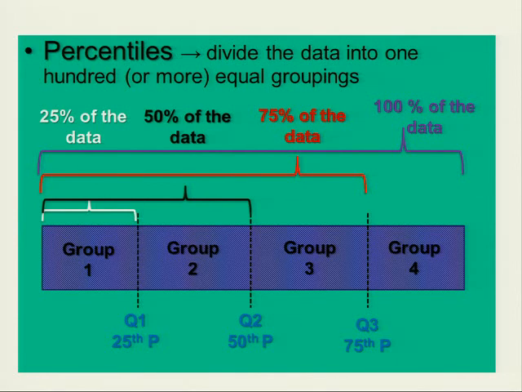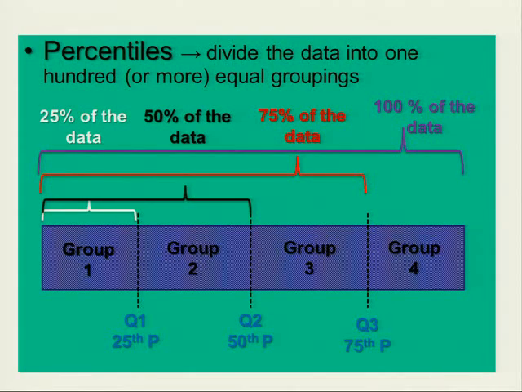Below the 25th percentile lies 25% of the data. Okay? Let's look at the 50th percentile, just below Q2. So once you have Q2, you already have the 50th percentile. Below the 50th percentile, I've marked that with black. Below the 50th percentile, that's where you find 50% of the data.